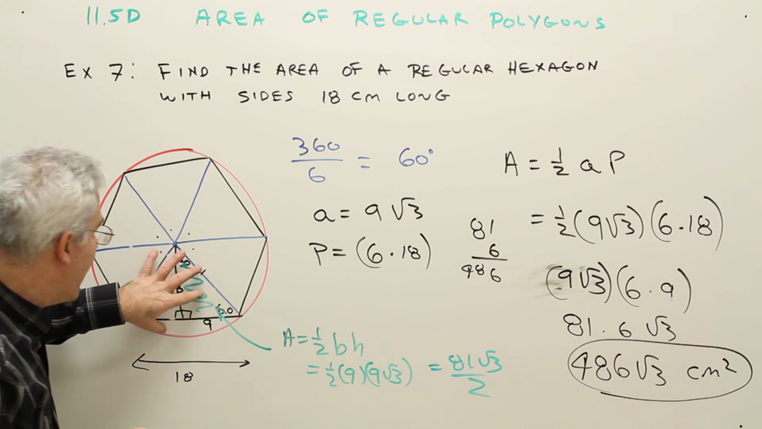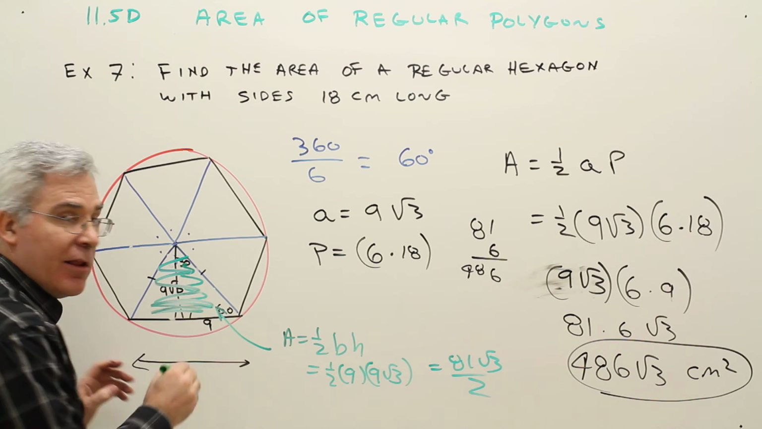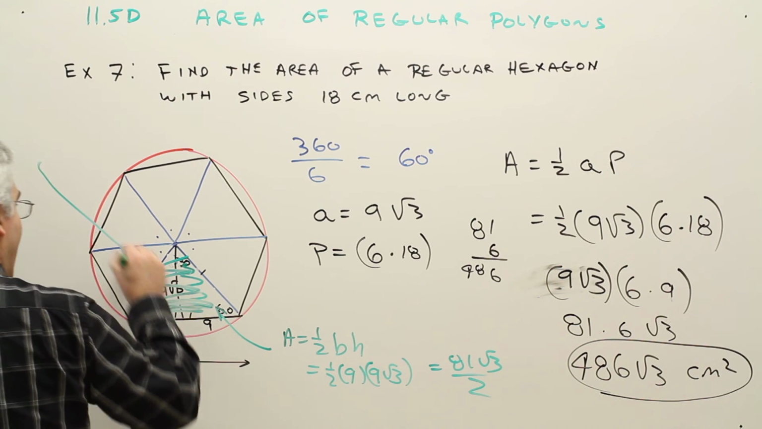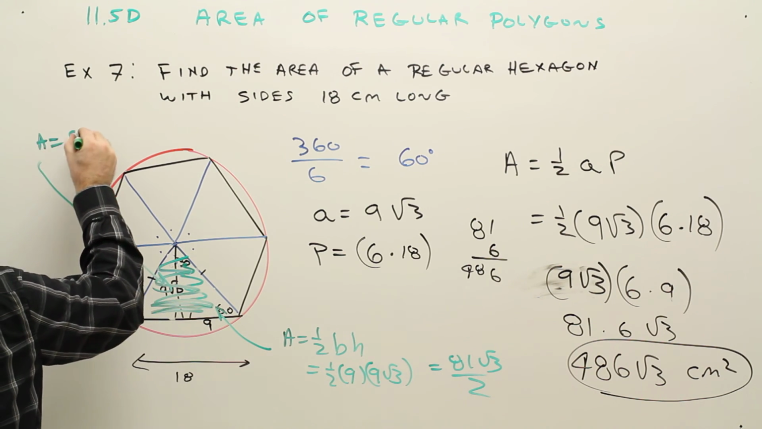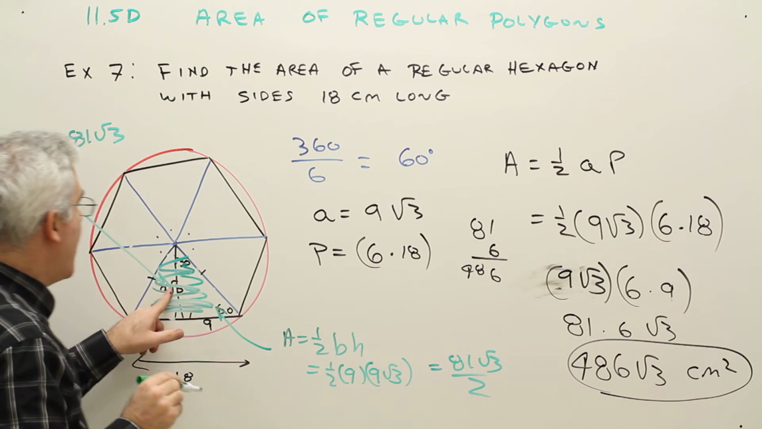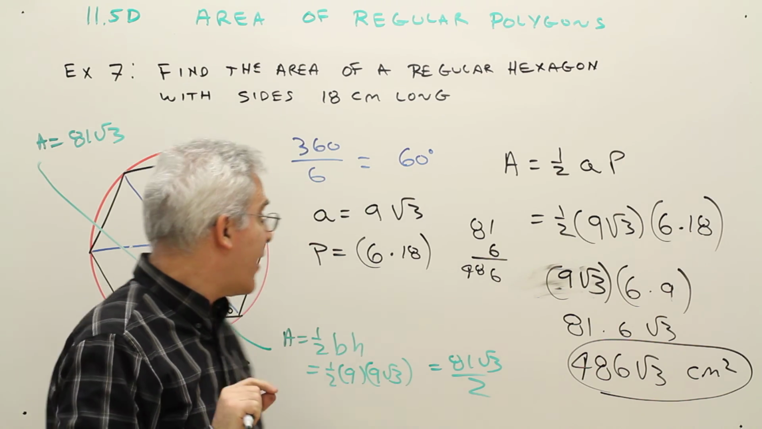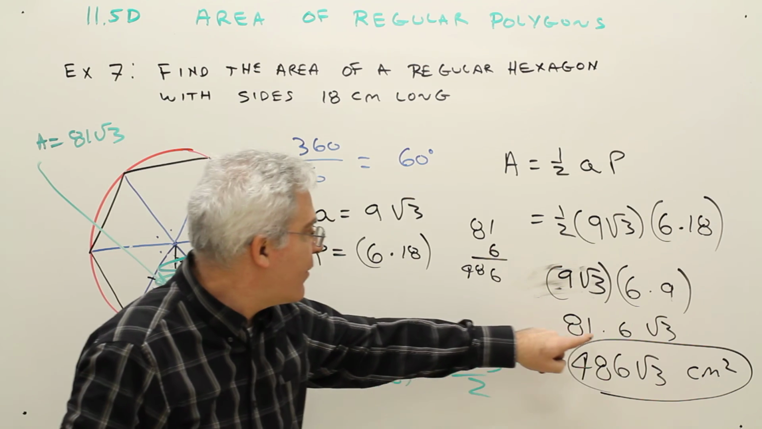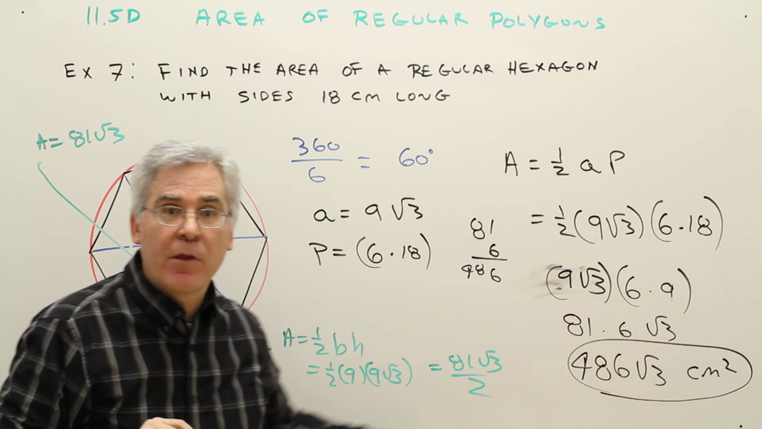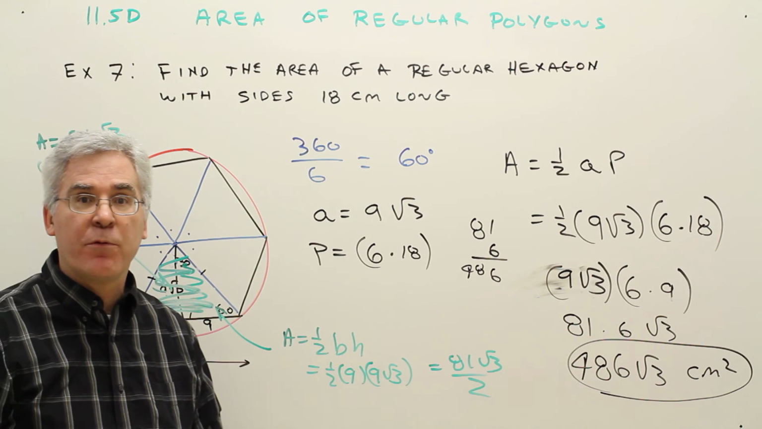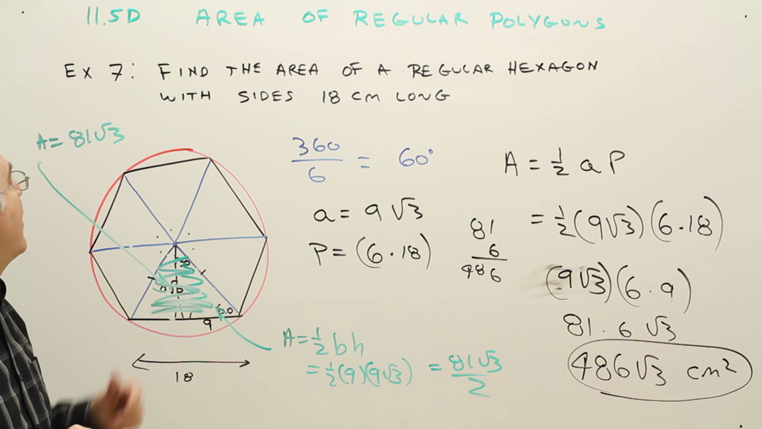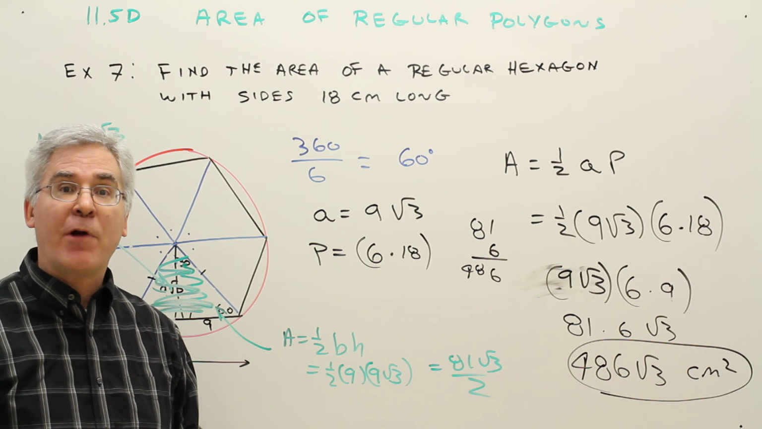And then we can double it to get this whole triangle here. So that triangle has an area of 81 rad 3, and then just multiply that by 6. 81 times 6 is exactly what we did over there. So either method, whichever you prefer. So there you have it, how to find the area of a regular hexagon.